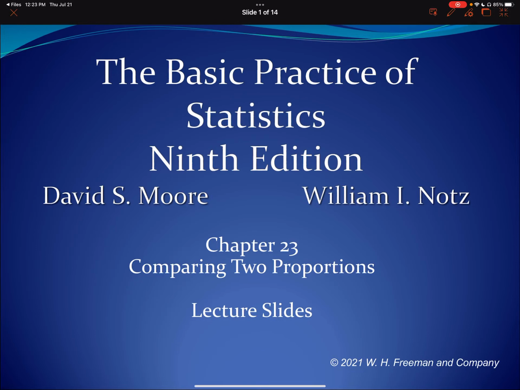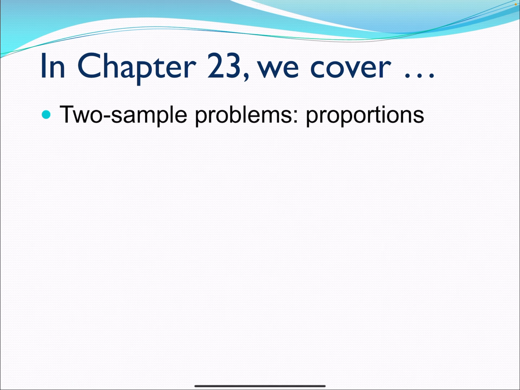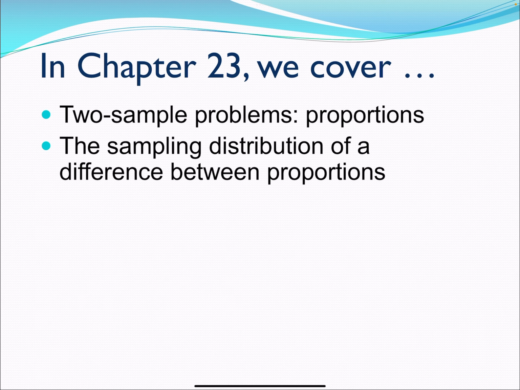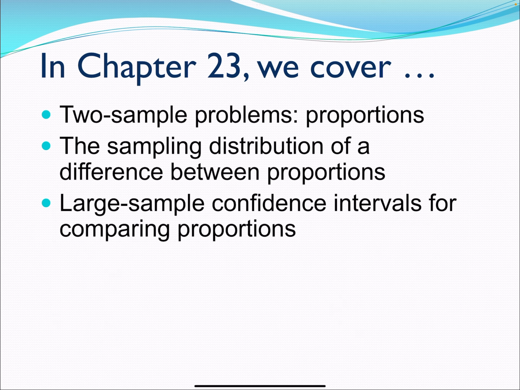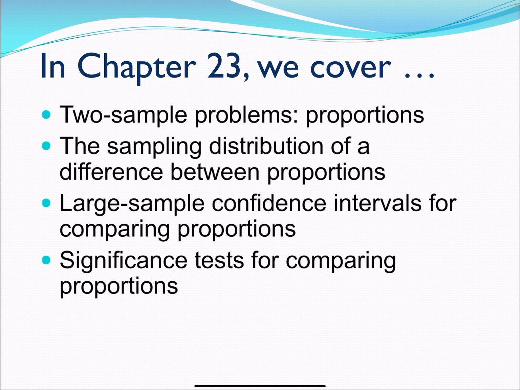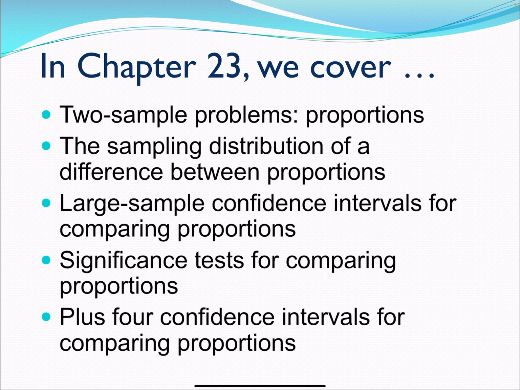This video covers Chapter 23, Comparing Two Proportions. In Chapter 23, we're going to cover two sample problems using proportions, the sampling distribution of a difference between proportions, large sample confidence intervals for comparing proportions, and significance tests for comparing proportions, as well as the plus four confidence interval for comparing proportions. We did this on a single proportion in Chapter 22, but it's a little bit different when we're comparing proportions.